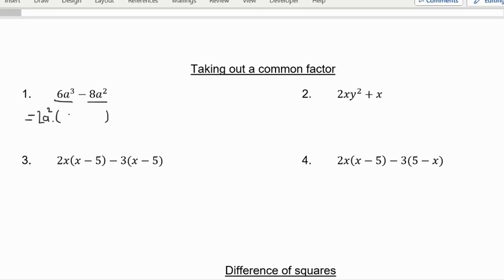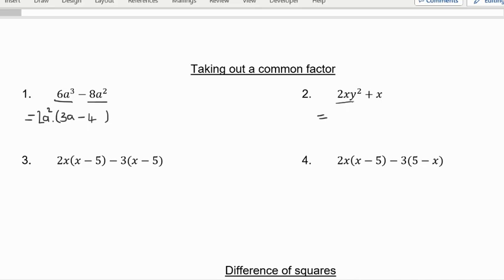All right, what is left in the first term? Well, 6 divided by 2 will be 3, and there will be 1a left. And then 8 divided by 2 will be 4, and there won't be any a's left because we took out a squared. All right, and there that one is fully factorized. So we just took out a highest common factor. Let's look at number 2.